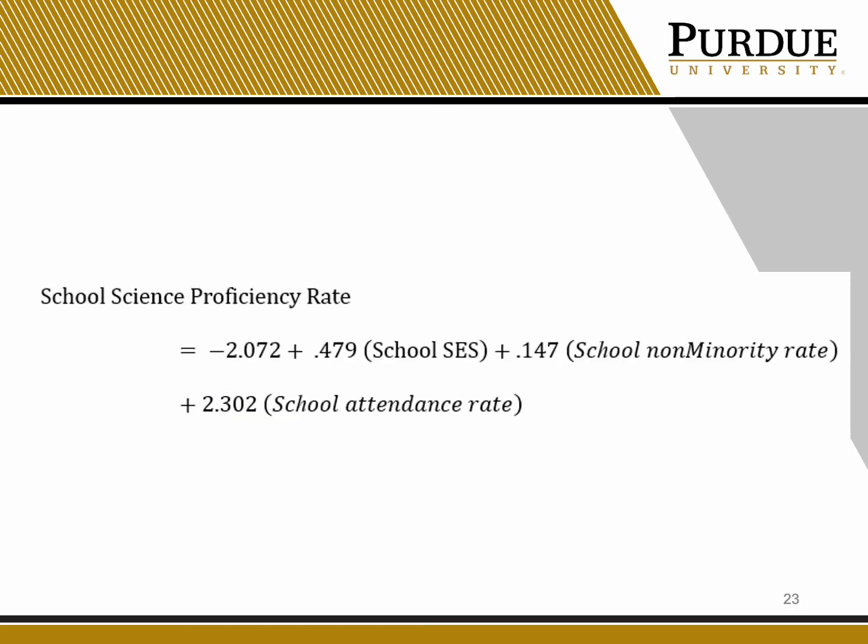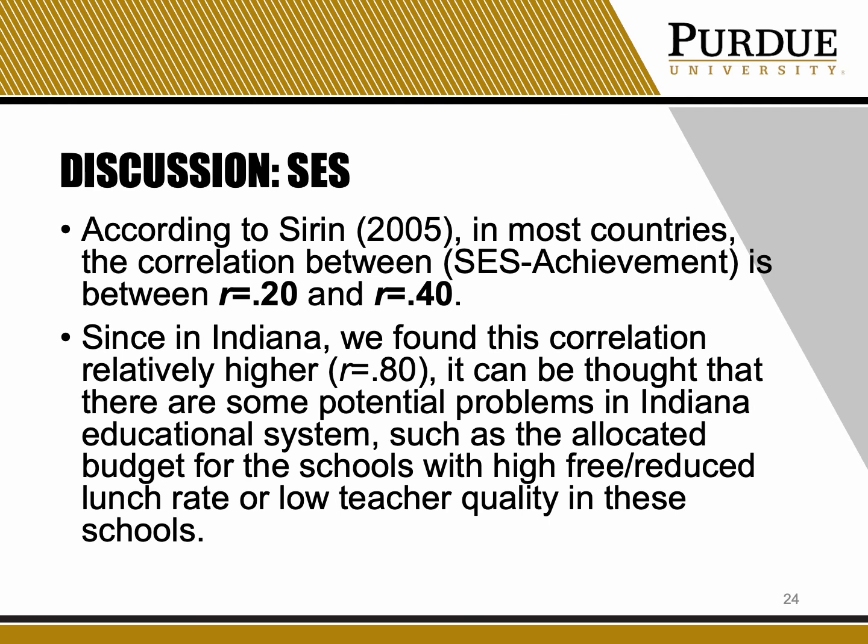Here is the regression equation that we found based on the multiple linear regression analysis. Here is our discussion section. According to Shirin 2005, in most countries, the correlation between socio-economic status and achievement is between 0.2 and 0.4. Since in Indiana we found this correlation relatively higher, which is around 0.8, it can be thought that there are some potential problems in the Indiana educational system, such as the allocated budget for the schools with high free reduced lunch rate or low teacher quality. In these schools, there might be need for further investigation, seeing why this correlation is really high in Indiana.